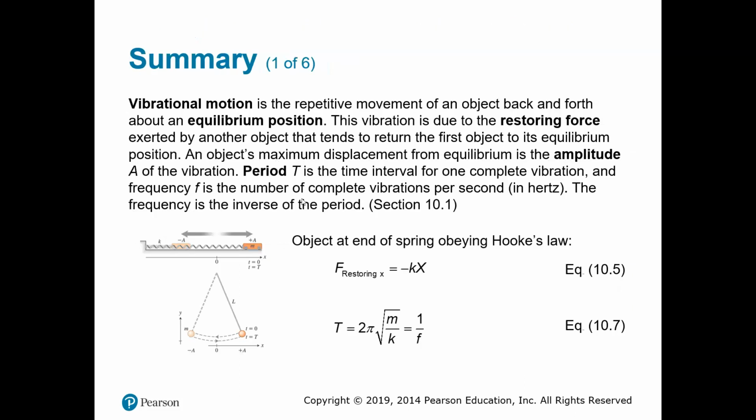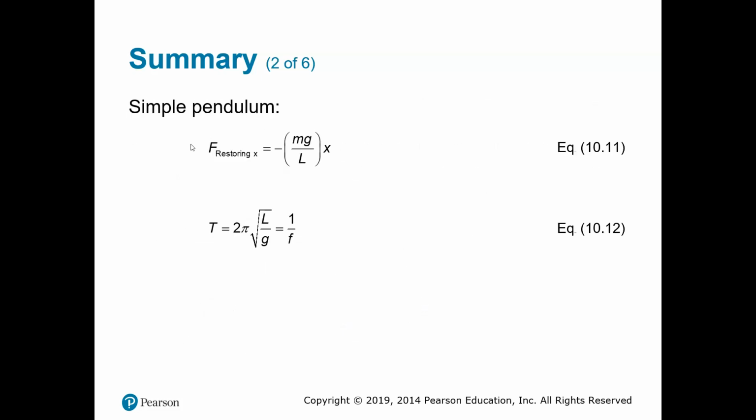So here are some of our summaries, and we've got a lot of equations this time. So we are having a restoring force with Hooke's law. We are talking a mass on a spring. Our period, which is 1 over the frequency, is equal to 2π√(m/k). If we are looking at a pendulum, our restoring force is connected to gravity and the length of that string. And so our period is going to be 2π√(L/g). That is for our simple situation.